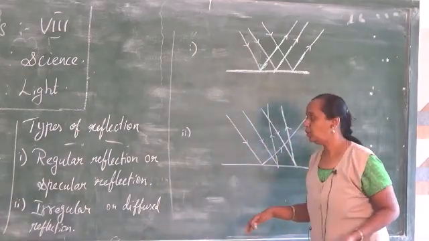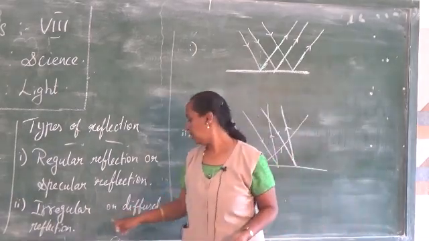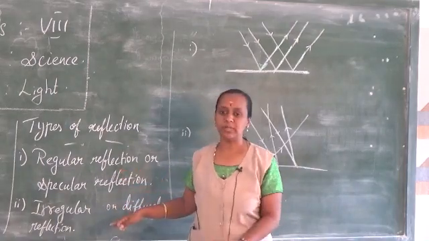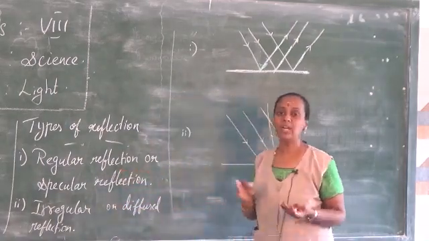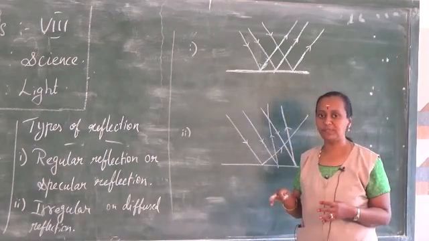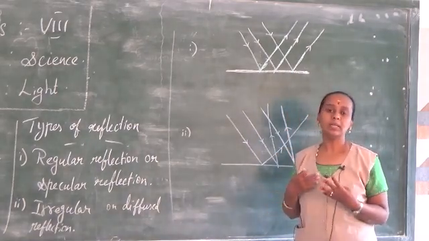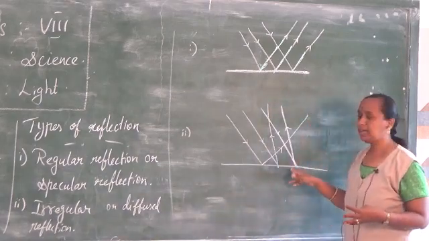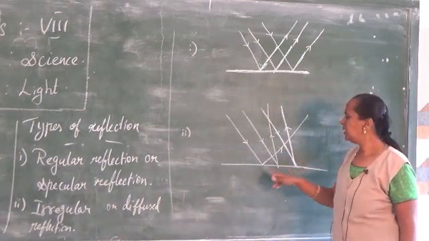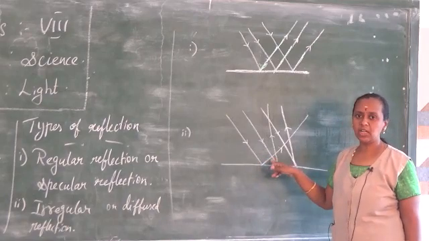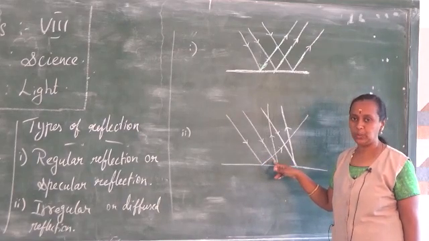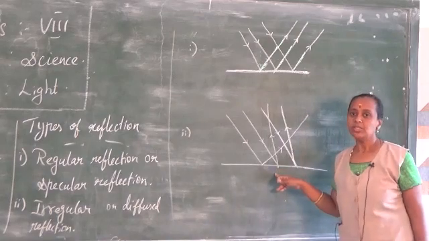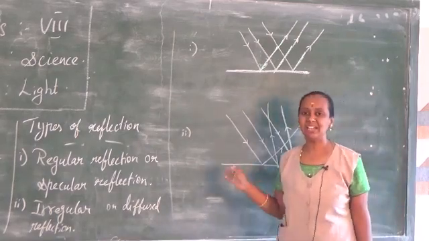The next topic is irregular or diffused reflection. It is just the opposite of that one. When a ray of light falls on a rough surface, what happens? The reflected rays will not be parallel to each other. I have drawn it here in diagram C. Here the angle of incidence and the angle of reflection are not equal and it does not obey the laws of reflection. So it does not form a clear image.